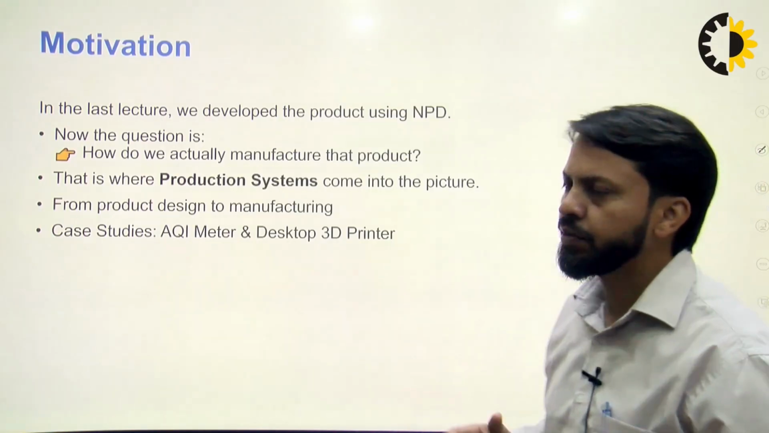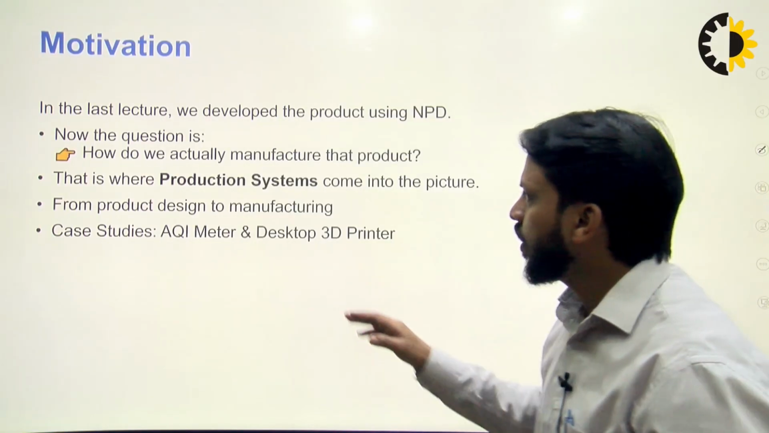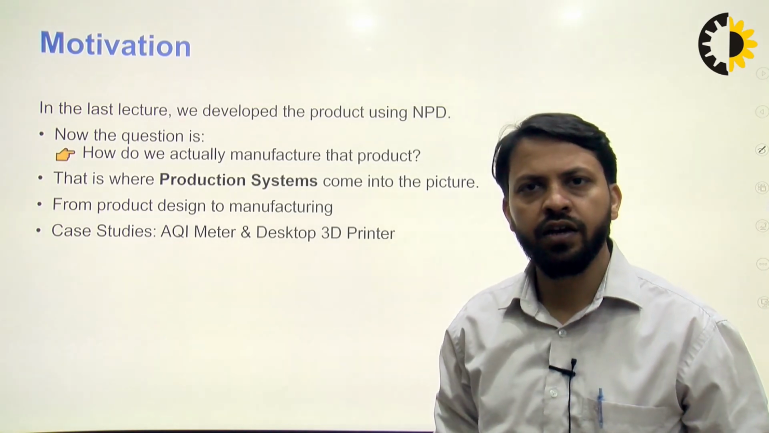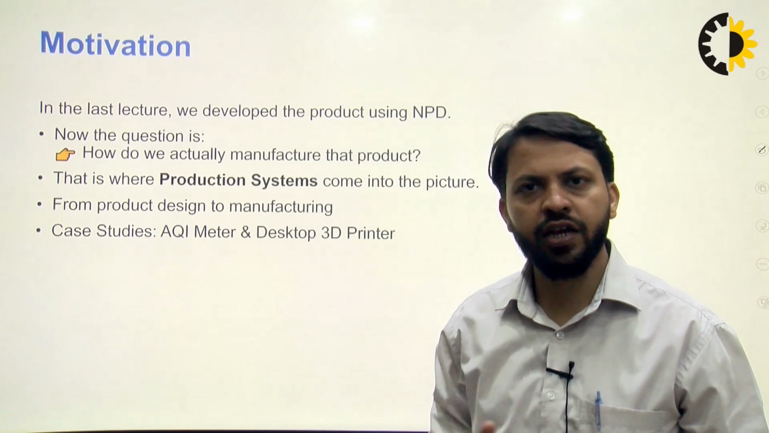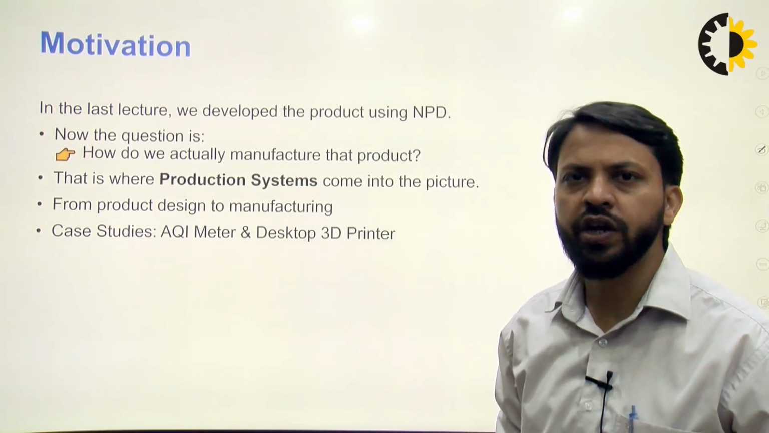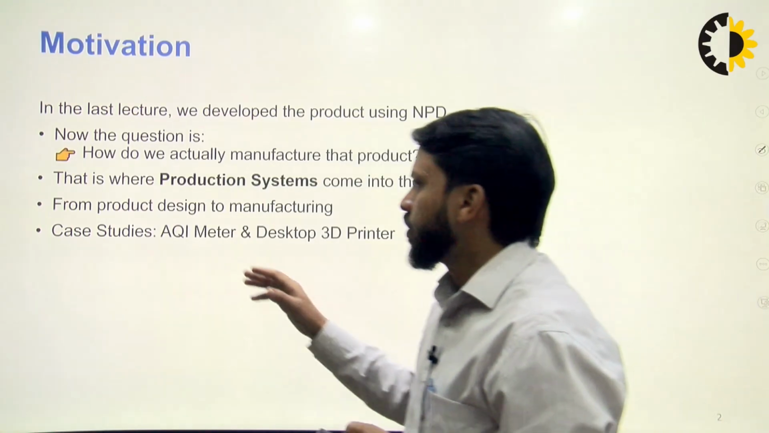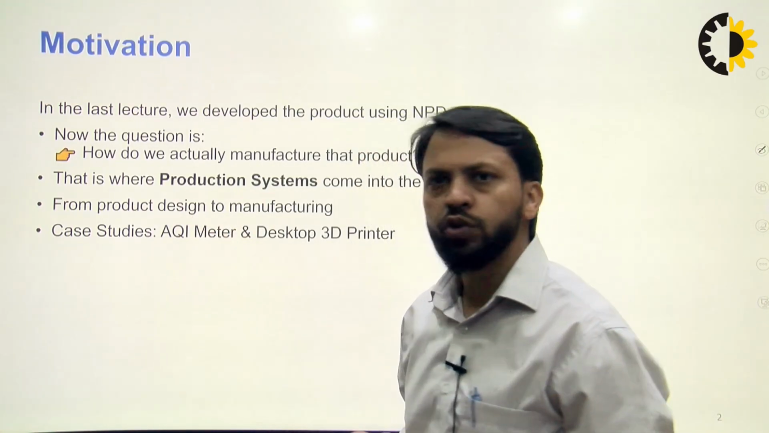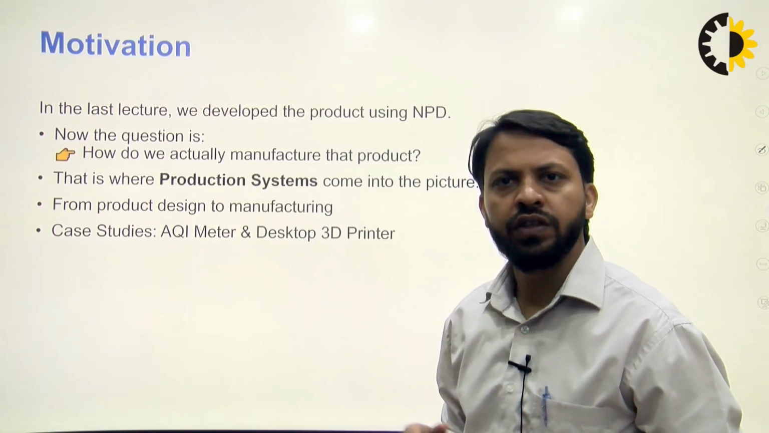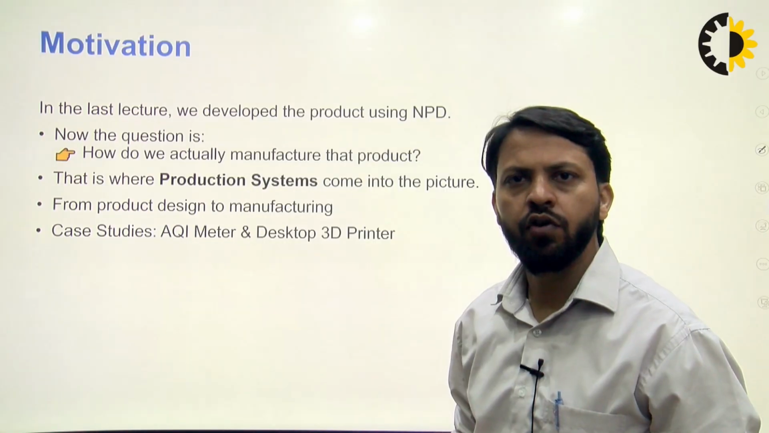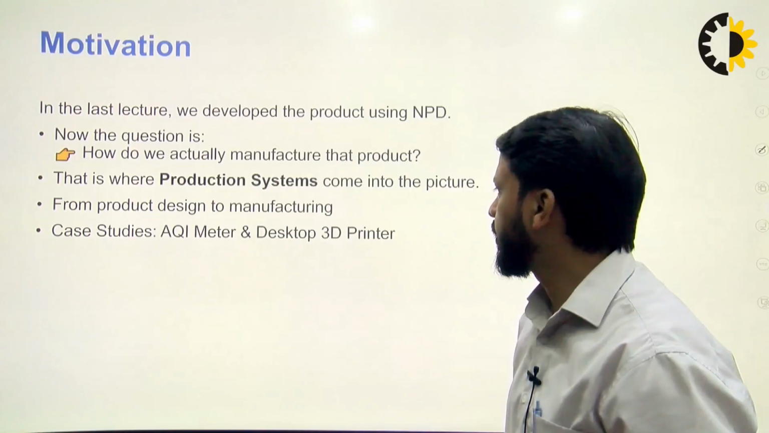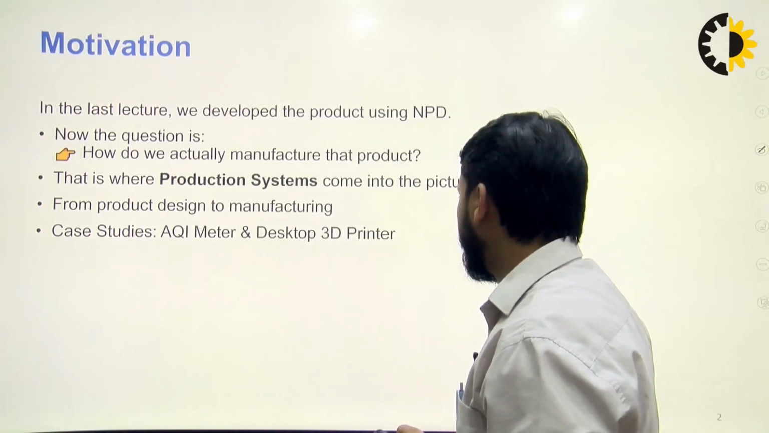So the motivation behind this lecture is that production systems come into the picture when we have finalized the idea and developed the concepts and the design part, and now we have to integrate the manufacturing aspects into that idea. This lecture covers product design to the manufacturing part, and we will go through the two examples that we have already taken. The first is the air quality index meter and the second one is the desktop 3D printer.